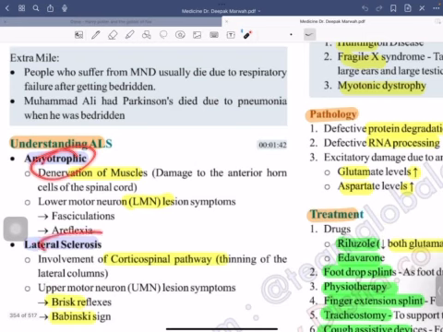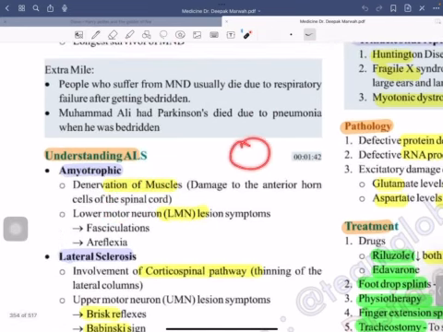Amyotrophic lateral sclerosis. Amyotrophic. So myo is muscles. There is denervation of the muscles. The nerve supply is lost. Damage to the anterior horn cells of the spinal cord is there. Therefore, lower motor neuron lesion symptoms can be seen because directly this thing is affected. The motor neuron is affected.